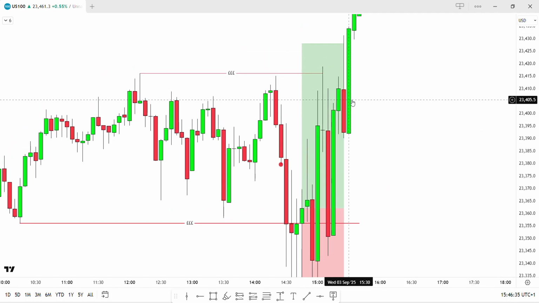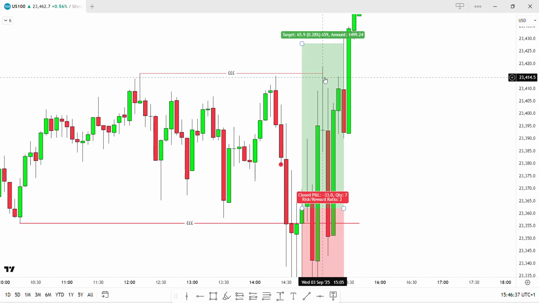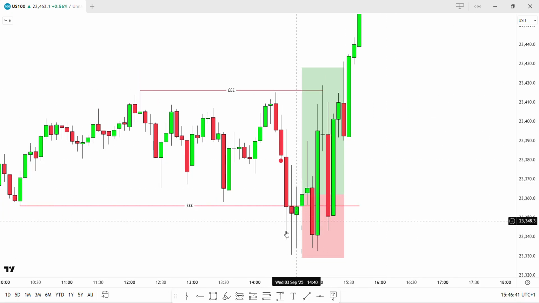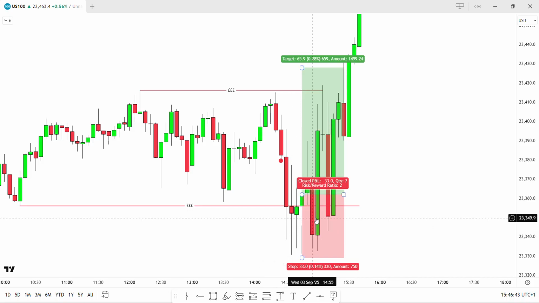It did get a little bit like, oh shit moment, but yeah, we hit a 2-to-1. And obviously we was in the trade when this signal cropped up, so we wouldn't have taken that because we've already seen the manipulation was down here, and it was buy side.